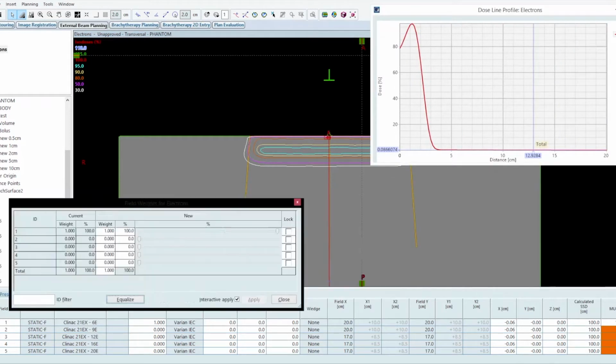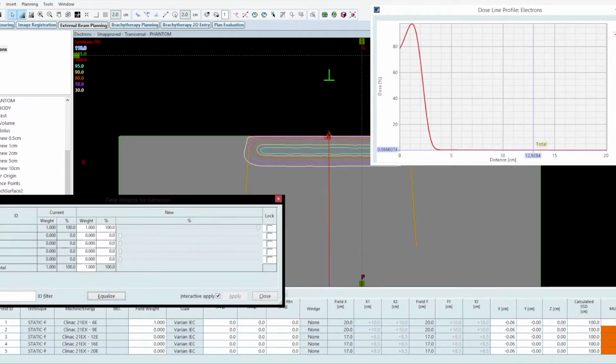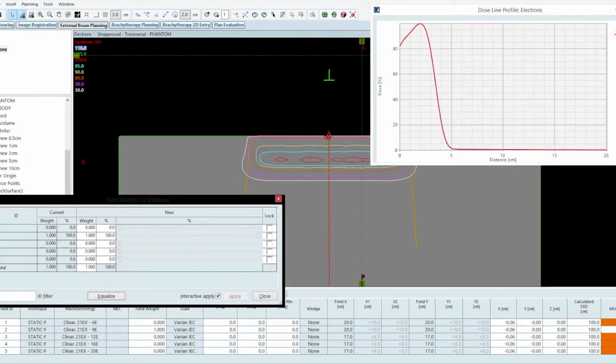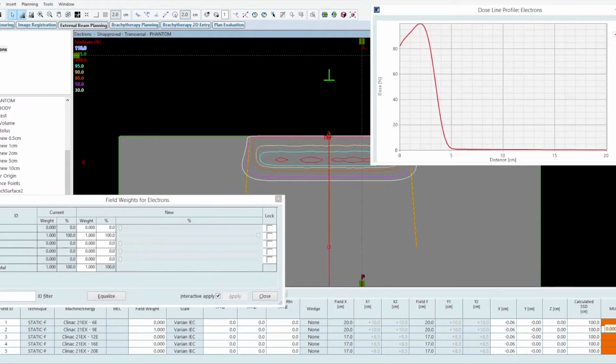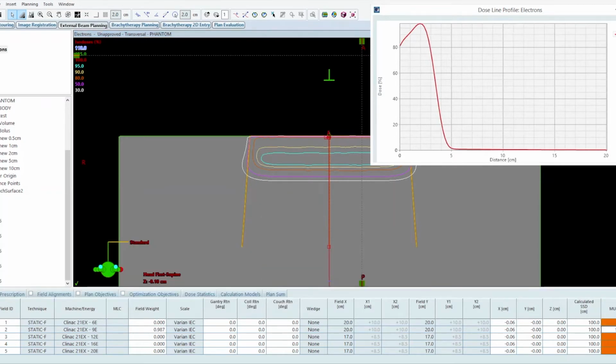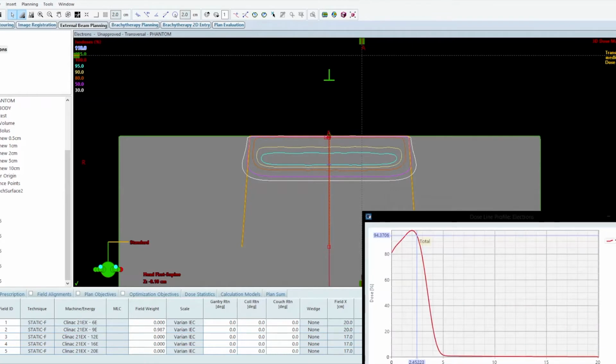Let's pull in the weighting here and let's assign 100 MU to 9E. You'll notice my isodose lines shifted. Everything shifted deeper. My yellow color here, which is the 90% isodose line, which is our clinically treated region in a typical sense, got wider. Let's look at the profile.